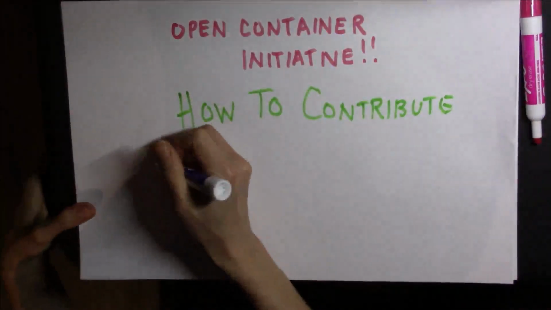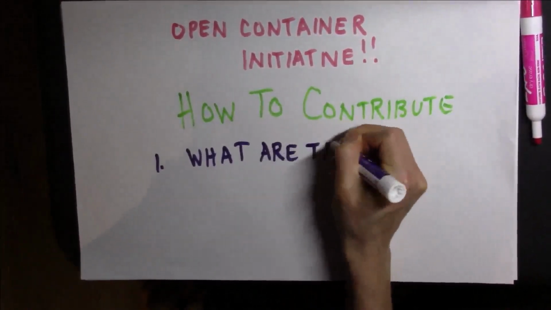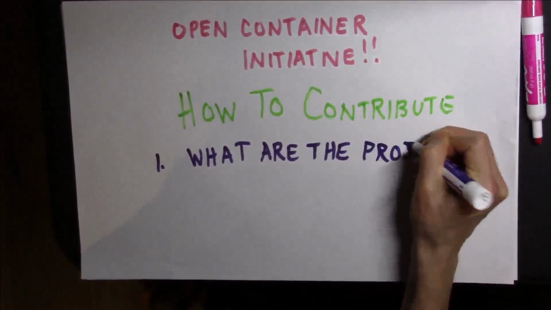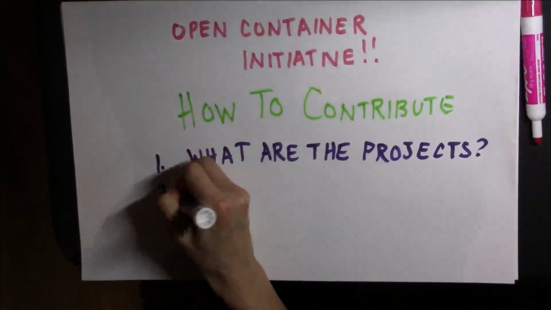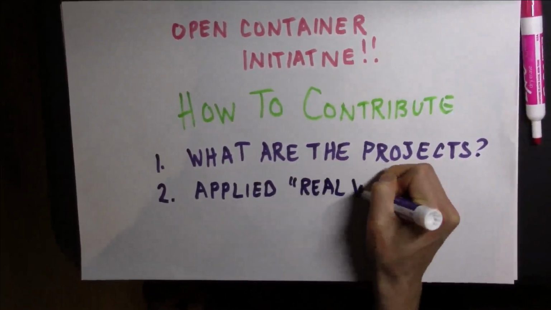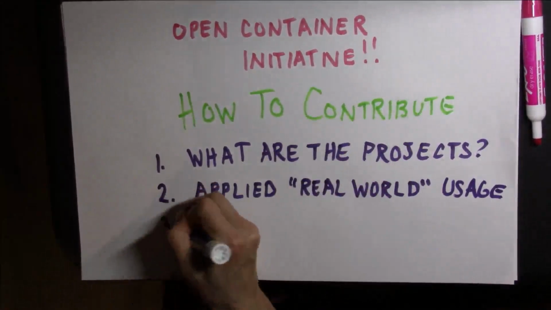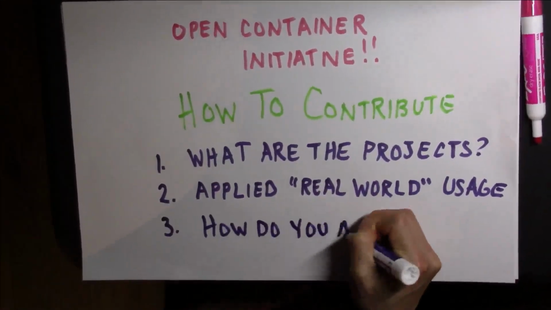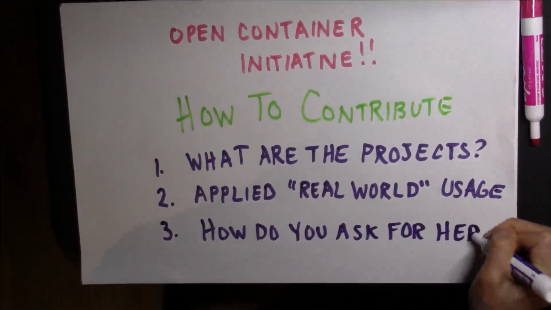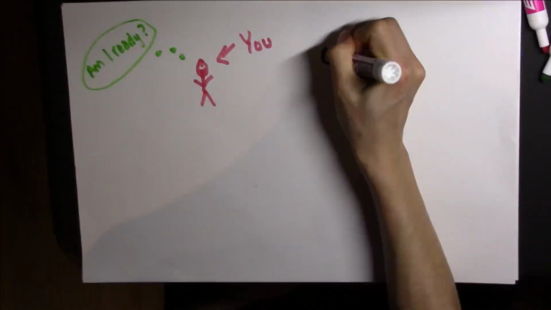1, what are the different OCI projects, or sometimes referred to as specifications, on an abstract level? 2, what are applied usage examples of these projects? So where would you find them out in the wild? And 3, how do you ask for help or clarification if you need it? If you can answer these 3 questions, then, my friend, guess what? You are ready to contribute.